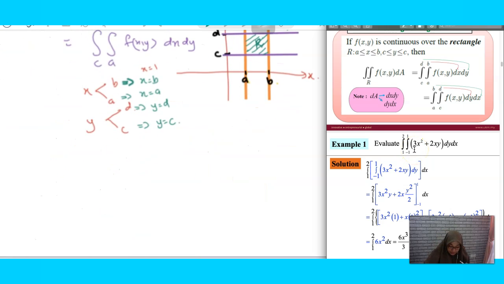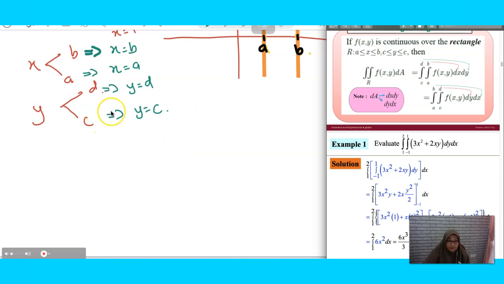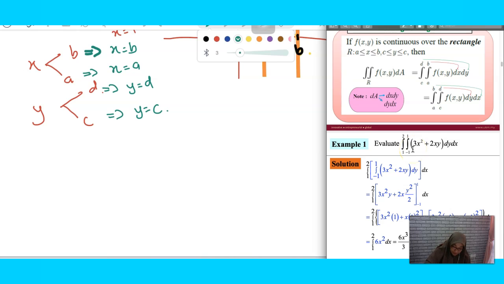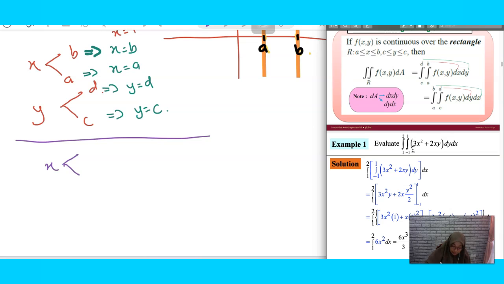So you can do a similar process, where you take out the information from the limits provided here. For that example, x is 1 to 2, and then y is -1 to 1, and then you rewrite into equations. So you will have x equal to 2, x equal to 1, then you have y equal to 1 and y equal to minus 1.